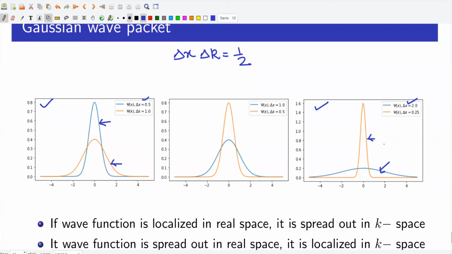Thus, the more precise the position of a wave packet, the less precise would be its momentum and vice versa. This is related to the Heisenberg uncertainty principle.